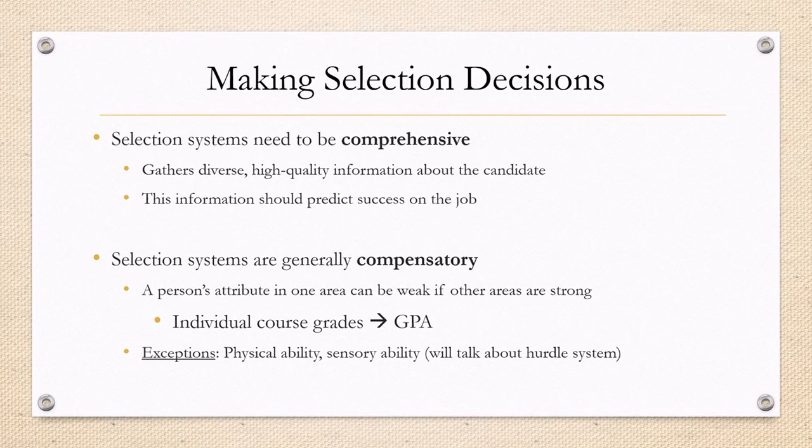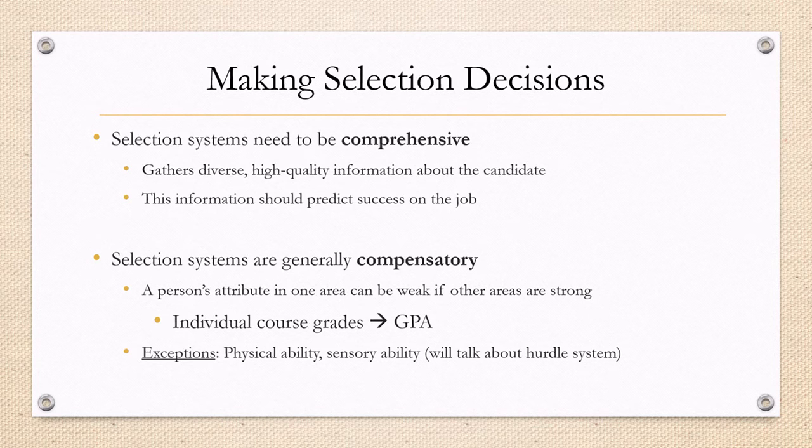In making selection decisions, we want a selection system that is comprehensive. We want to gather diverse, high-quality information about the candidate. We don't simply want to base something on one piece of information. The information that we collect should predict success on the job. So we need multiple predictors, multiple things that will tell us whether a person will be a good candidate for a job.